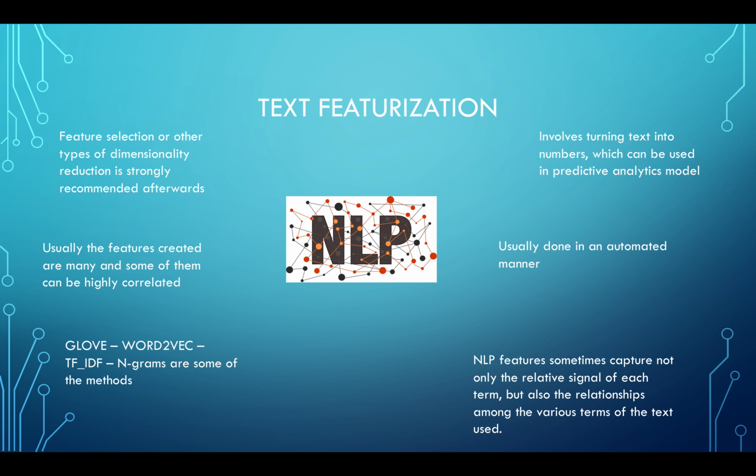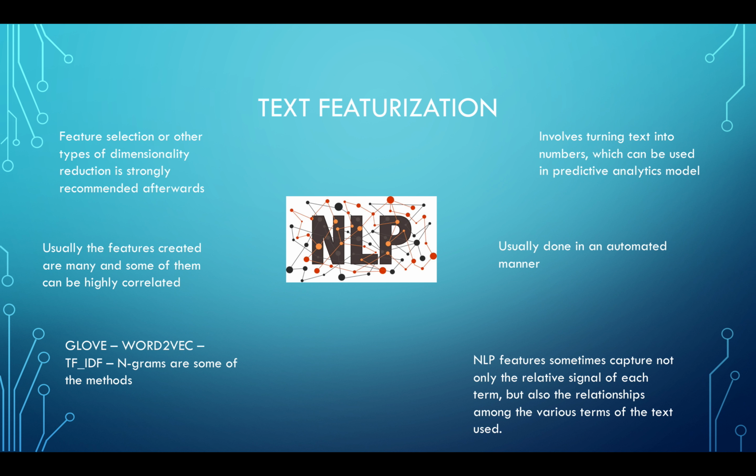Occasionally, n-grams are taken into account when we want to group the terms, which are usually consecutive. Also worth noting is that stopword removal is one of the processes where we remove the stopwords. In many cases, the custom-made features are quite powerful in terms of predictive value. The problem with the whole featurization process is that the features created are many, and some of them can be highly correlated. That's why feature selection and other dimensionality reduction methods are strongly recommended as the next step of the featurization process.